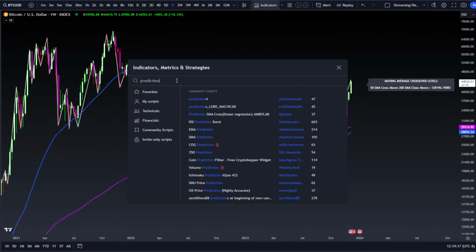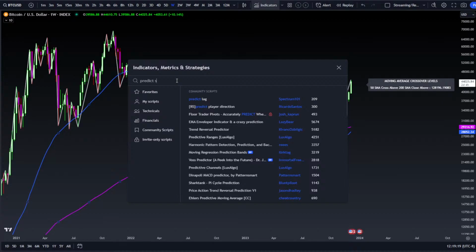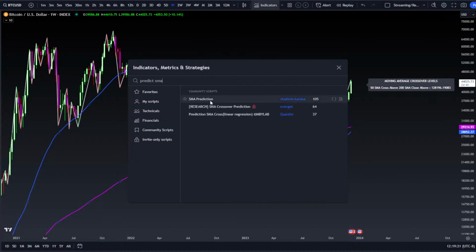You know what it is? I bet you it's predict SMA, and I'm just being a jerk. Yeah, SMA prediction. Maybe I'm just stupid. All right.